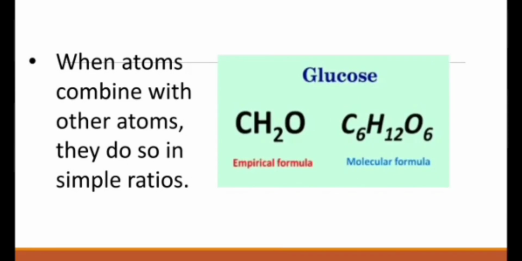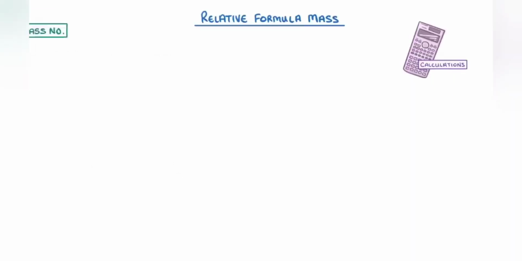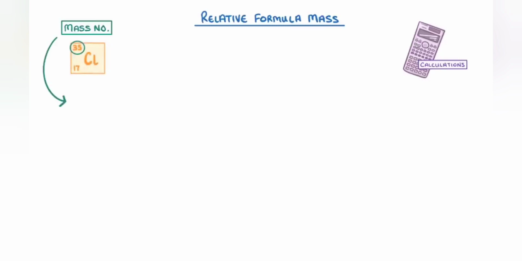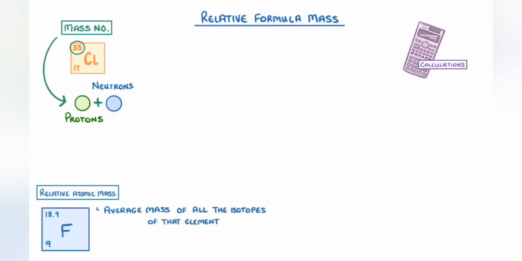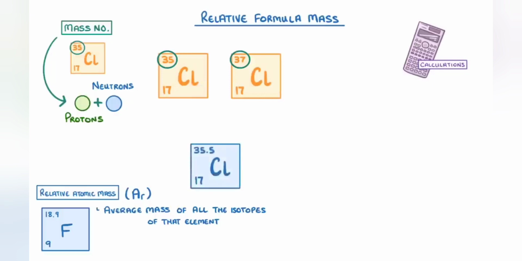Now pay attention and learn more about relative atomic mass, relative molecular mass, and percentage composition by mass. Remember from previous videos, we can find the mass number of any element by looking in the top left corner of its nucleus symbol. And this tells us the number of protons plus the number of neutrons in its nucleus. Sometimes though, the nucleus symbols will show the relative atomic mass instead, which is the average mass of all the isotopes of that element, and is denoted with Ar.